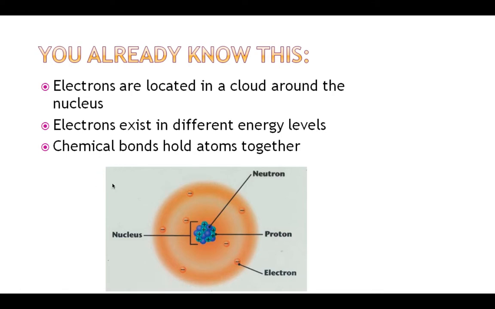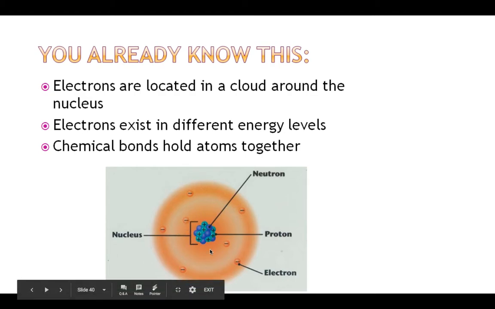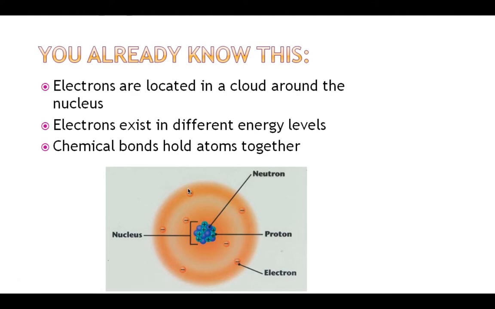So in this cloud, you can see two energy levels. There's one close to the nucleus with 2 electrons, and there's one far away from the nucleus with 5 electrons in this case. So these are the electrons that are involved in chemical bonding.